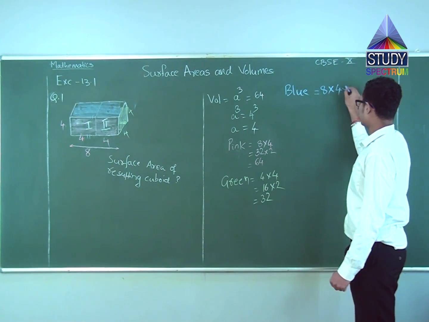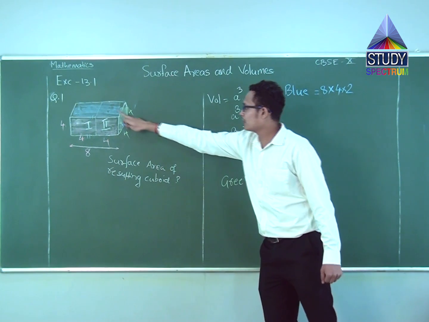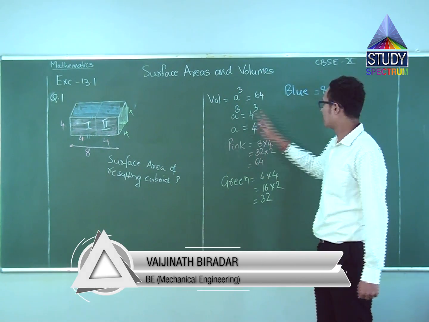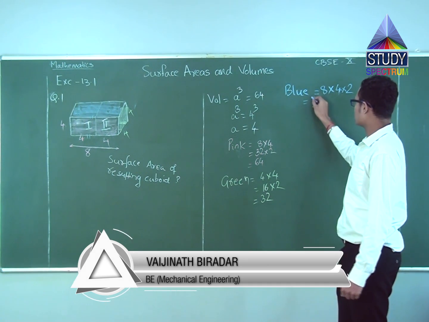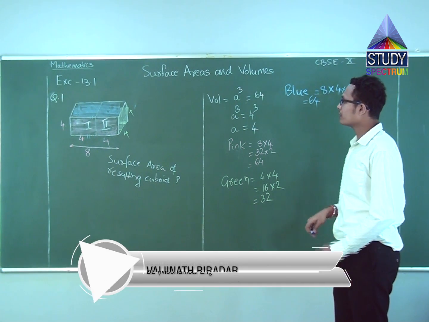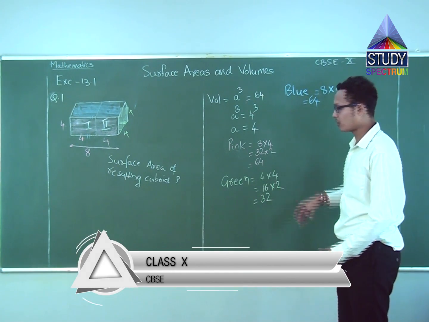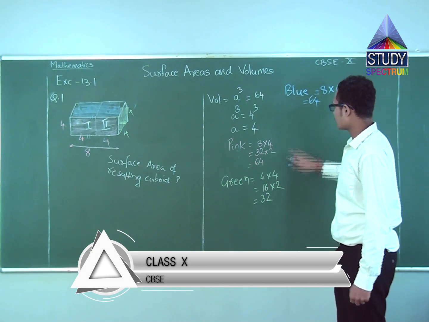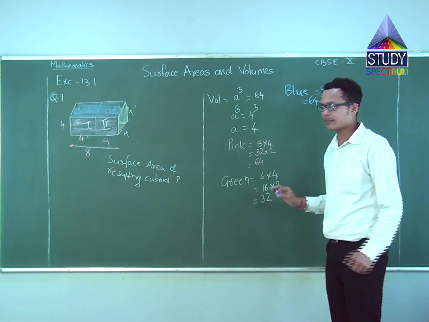8 into 4 multiplied by 2. Why 2? Because there are two such faces, top and bottom face. So we are finding out the resulting surface area. So this is equal to 8 into 4, 32, multiplied by 2, 64. But we are supposed to add all these surface areas, in terms of centimeters square. Let's add. When we add, we'll get the resulting surface area and the problem is solved.